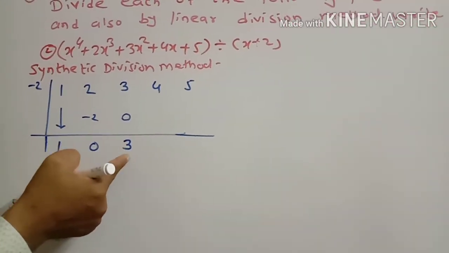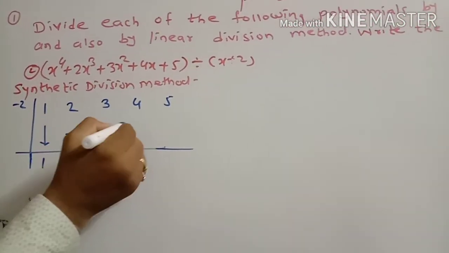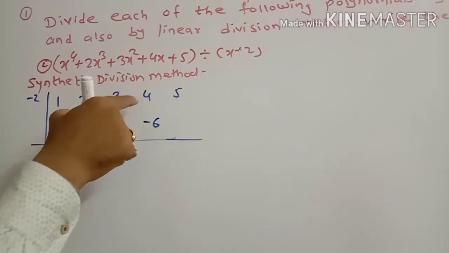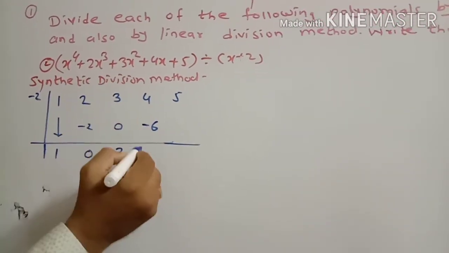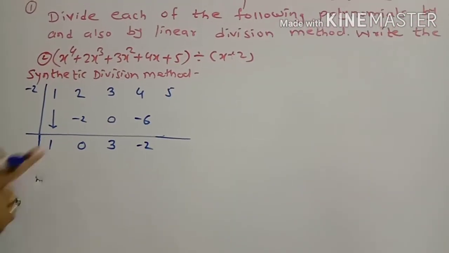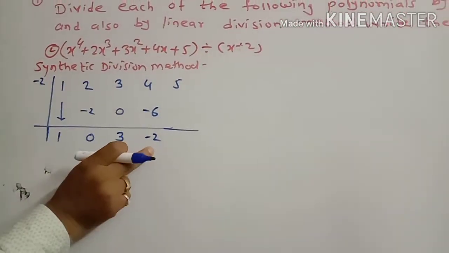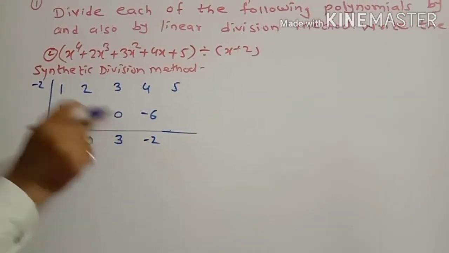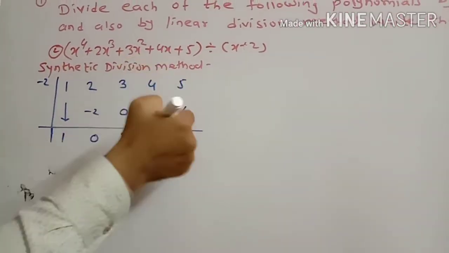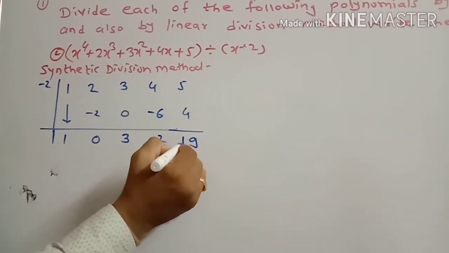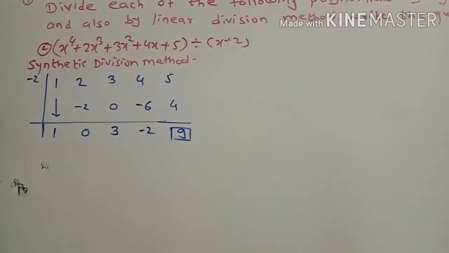Again, product of this 3 into minus 2 is minus 6. Then 4, addition of this 4 minus 6, that is minus 2. Then product of this minus 2 and this minus 2: minus minus gets plus, 2 2s are 4. Addition of this 5 plus 4 is 9, and this is the remainder.